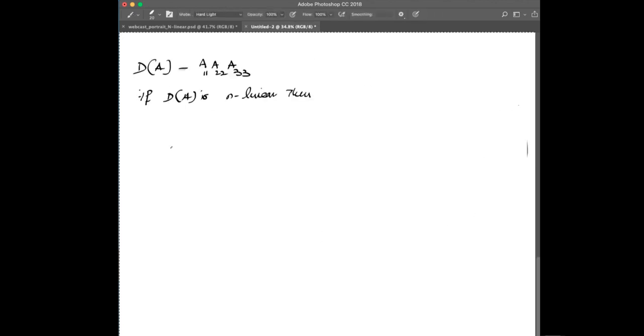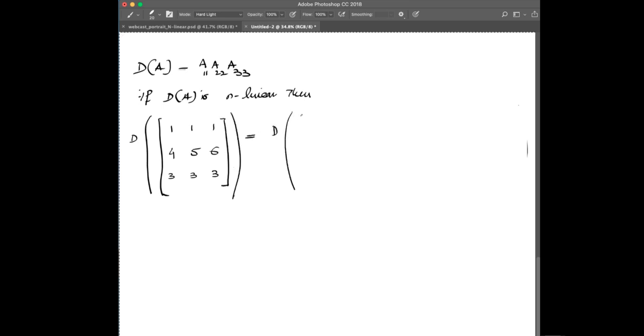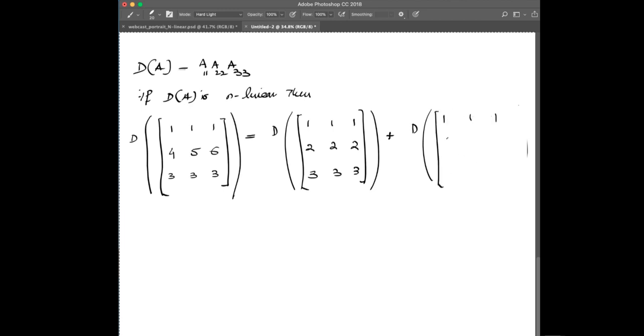In the second example, d of A is the product of the diagonals, so A11 times A22 times A33. In this simple example, I'll show quickly that this indeed is a three-linear function. So on the left side, as usual, we have a matrix, the second row of which can be split into two rows, and the product of the diagonal elements on both sides will match in this example.